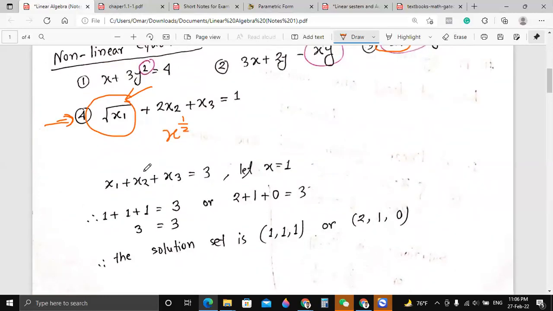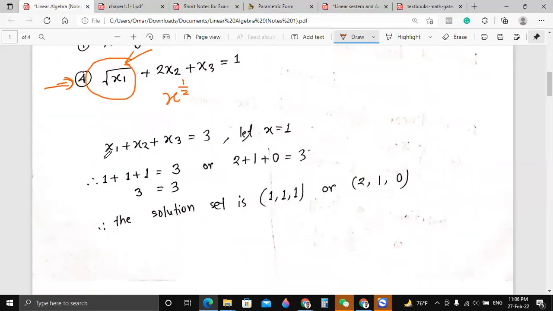So let's see how we can solve them. For example, we have x1 plus x2 plus x3 equal to 3. So if I take x1 equal to 1, x2 equal to 1, and x3 equal to 1, then I get 1 plus 1 plus 1. So our left side is equal to our right side.